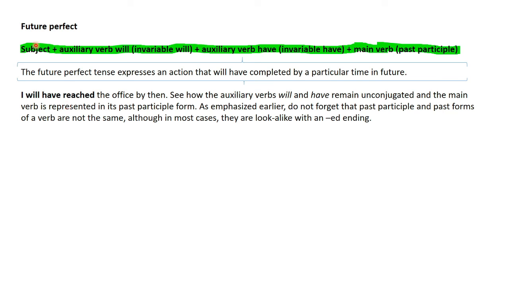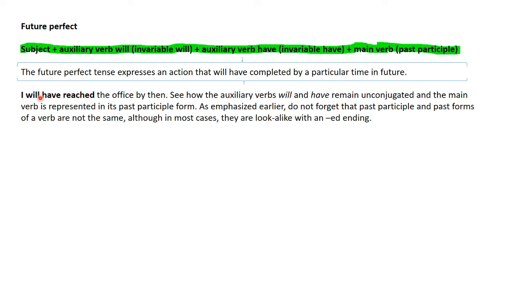A future perfect tense represents an action that will have completed by a particular point of time in future. Now the format is subject, the auxiliary verb will invariable, the auxiliary verb have invariable. Have and will are not conjugated in the case of future perfect tense, and the main verb will be in its past participle form. So I will have reached the office by tomorrow, by then, by some point of time in future. See how this is invariable, will always be part of this verb string. Reach is the root verb, reached is its past participle form.